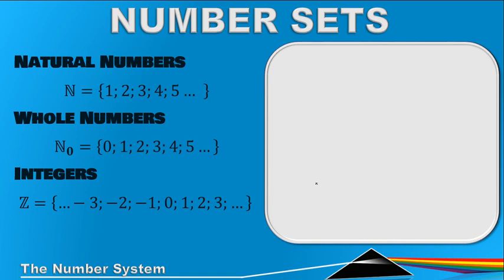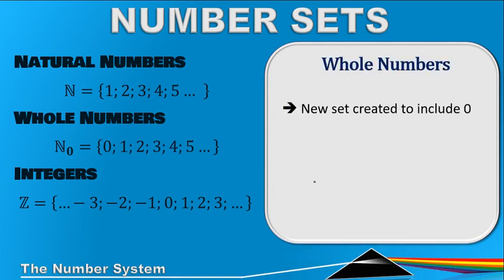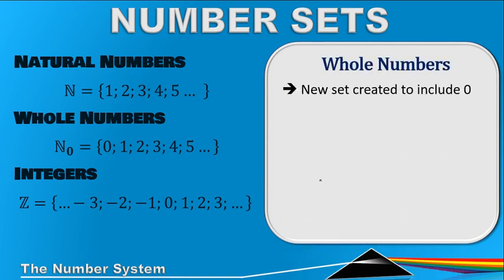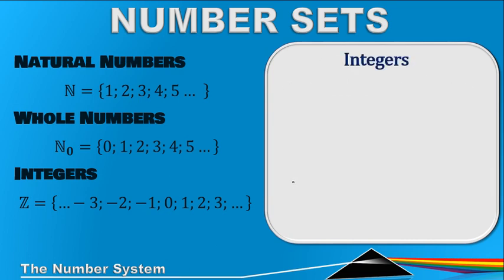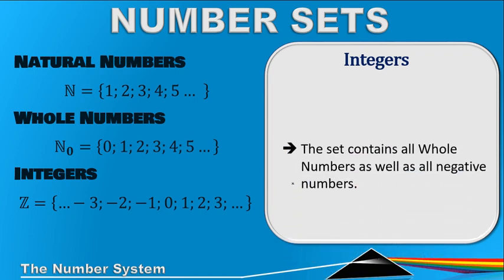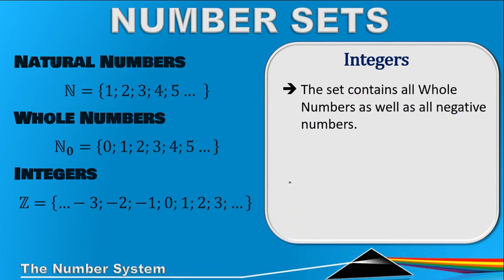Alright, next we're going to look at whole numbers. Now whole numbers, as we saw, is just a set created to include 0. So it's basically exactly the same as natural numbers, except it also includes 0 or starts with 0. And then finally we look at integers. Now the integers set contains all whole numbers, as we saw, as well as all the negative numbers.